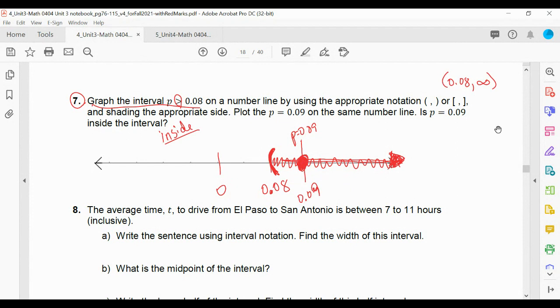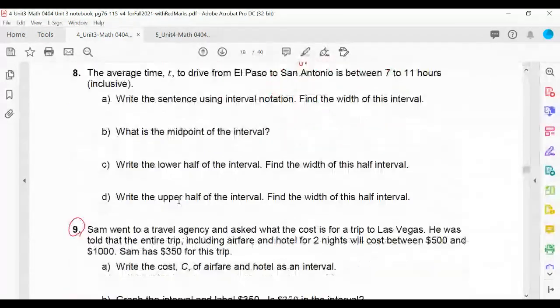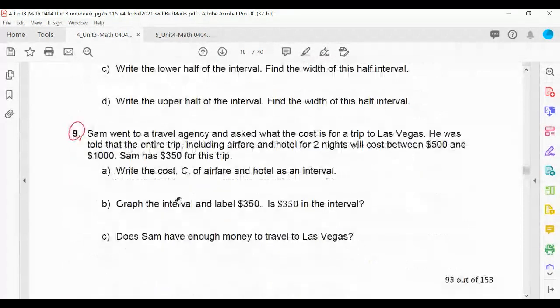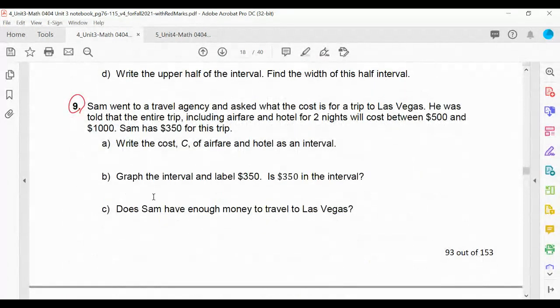Awesome. So just make sure to let us know if it's inside or outside. Okay. Now go ahead and go through these. Let me go through one of the two applications here on question number 9.